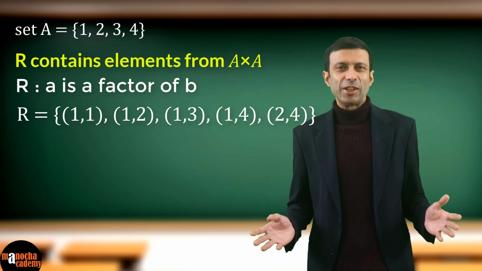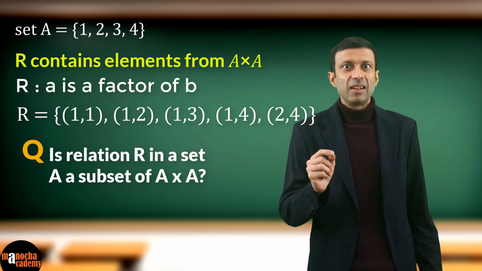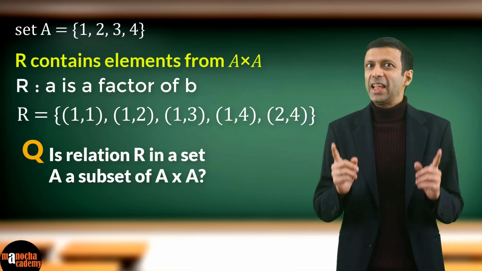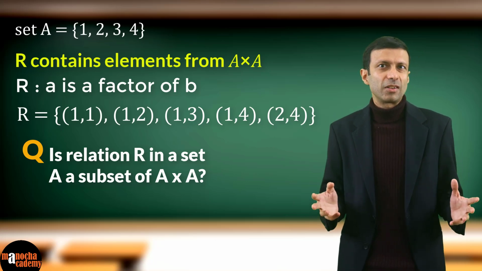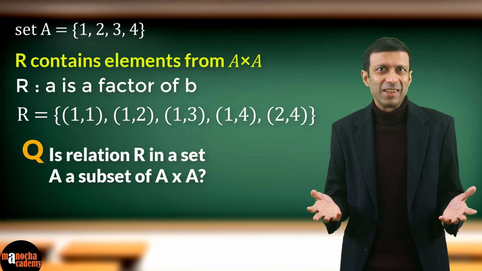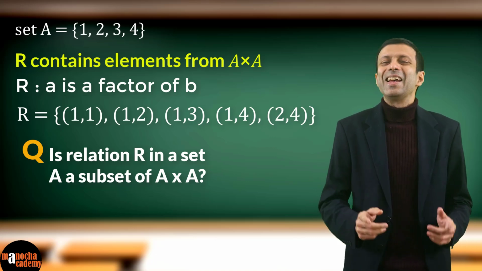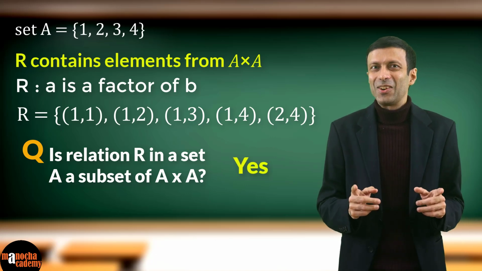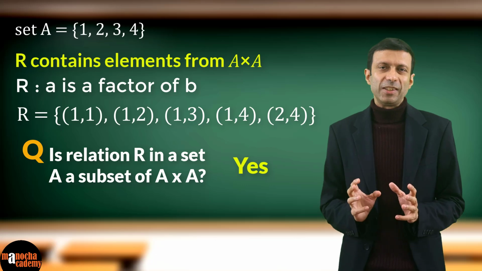Now let me ask you a question. Can we say that a relation R in set A is a subset of A cross A? Remember what is A cross A? The Cartesian product, so all possible ordered pairs. So what will be the answer here? Is the relation a subset of A cross A? The answer is yes, right? Because the relation usually contains some of the ordered pairs.